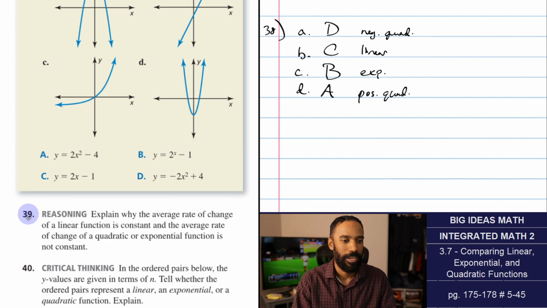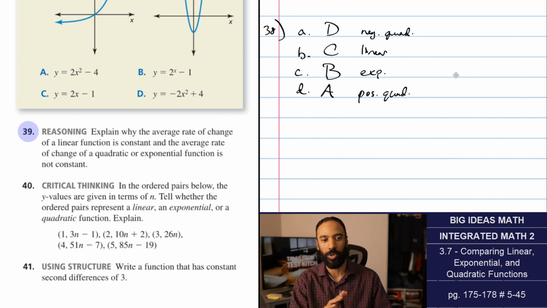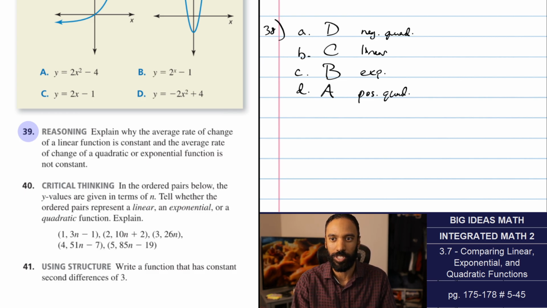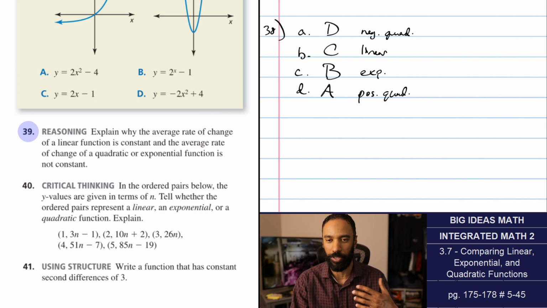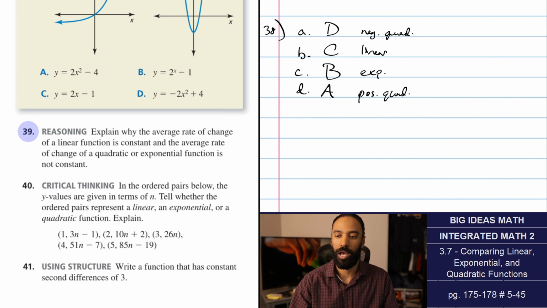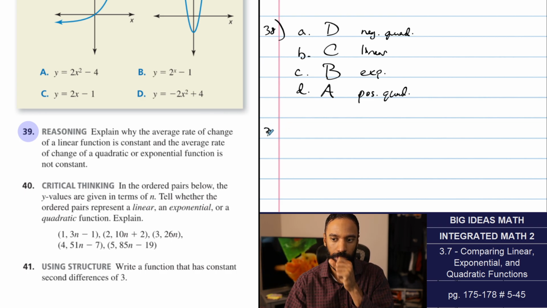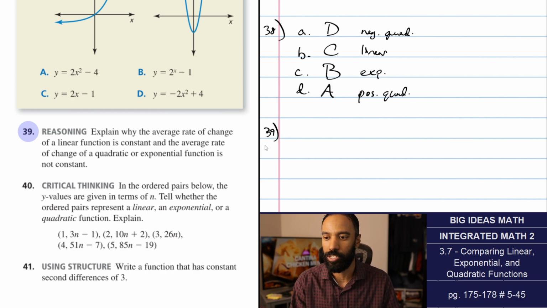All right. Number 39, reasoning. Explain why the average rate of change of a linear function is constant and the average rate of change of a quadratic or exponential function is not constant. Well, the basic thing behind it, the constant average rate of change of a linear is because it is linear. Linear means average rate of change is the slope. It's unchanging, whereas the other ones do change over time. They increase more over time and in different ways.